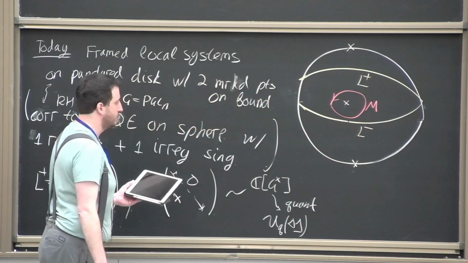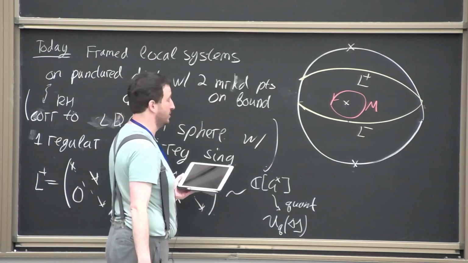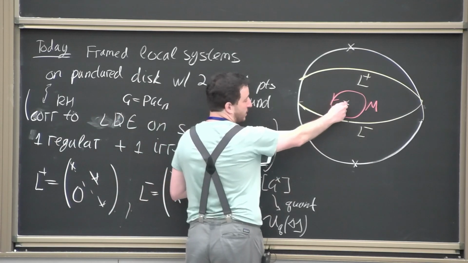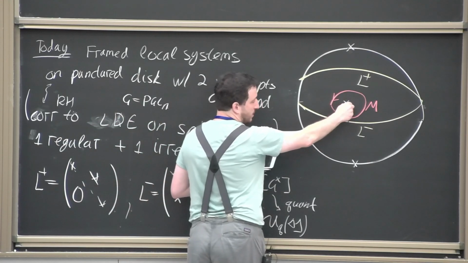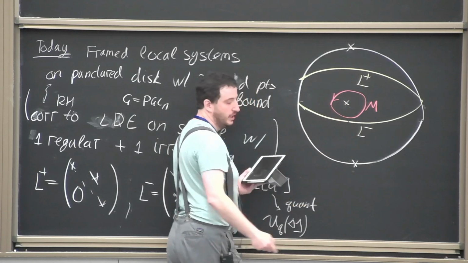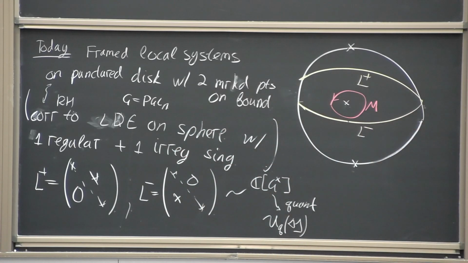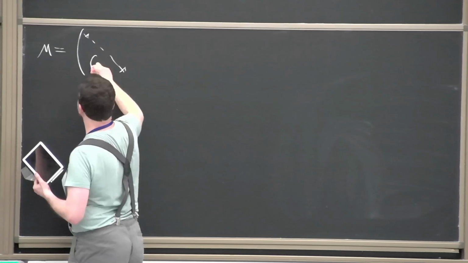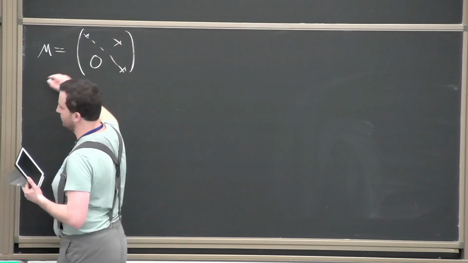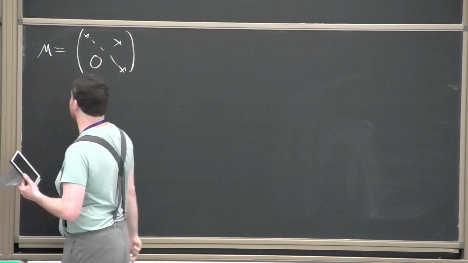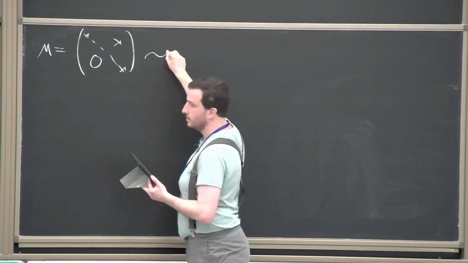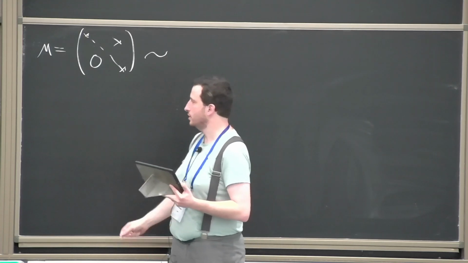There are actually different ways to do this. One way, we can compute it near this puncture, and therefore this monodromy will preserve the flag here. So this matrix M will by definition also be upper triangular in some basis, a basis somehow related to this puncture. But it is not equal to L plus L minus inverse. No, not equal.